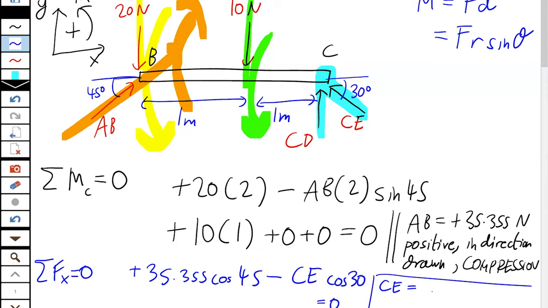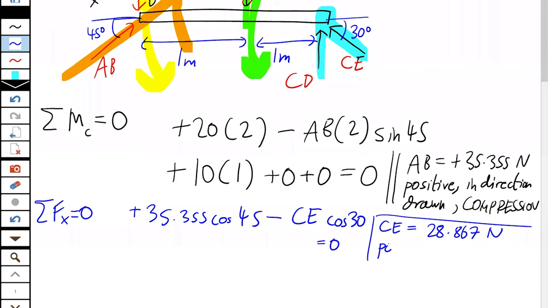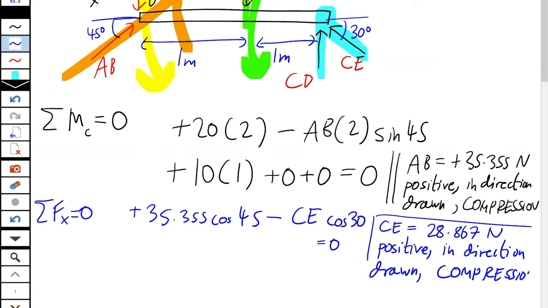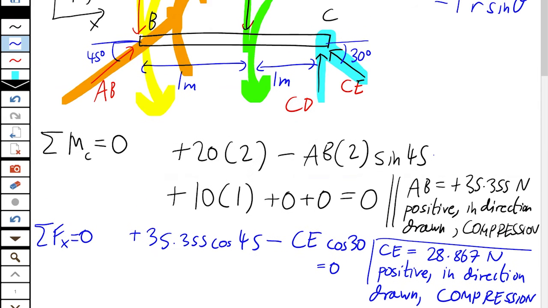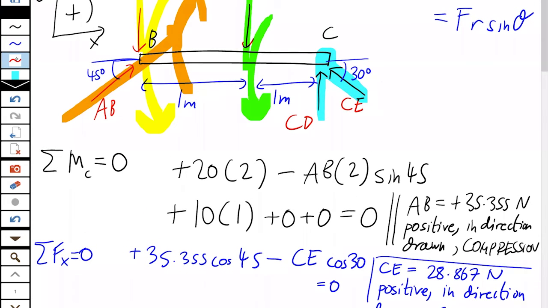is 28.867 newtons. Again, positive. So it's in the direction drawn. We check our drawing. That was compression. And always write the word, or at least the letter C or T, compression or tension at the end, because you think you'll remember, but when you're running around doing a bunch of these, it's very annoying to have to double check or do something again.